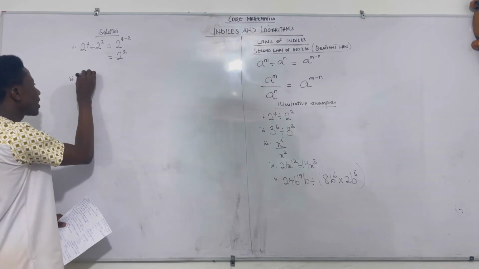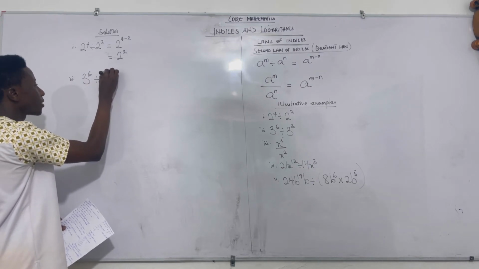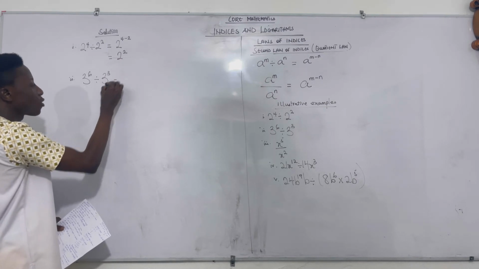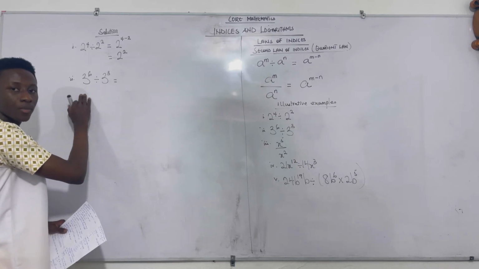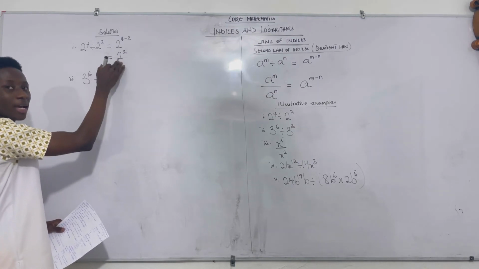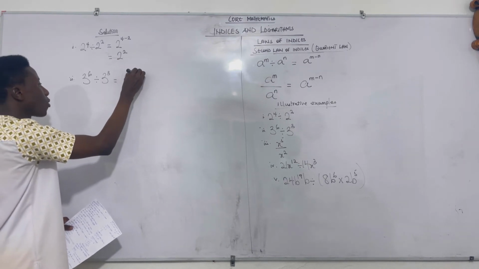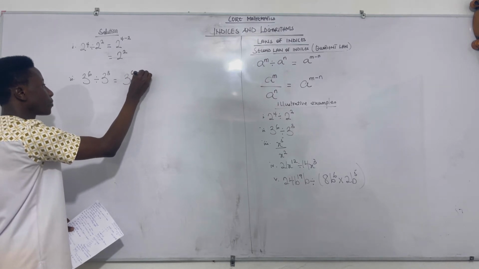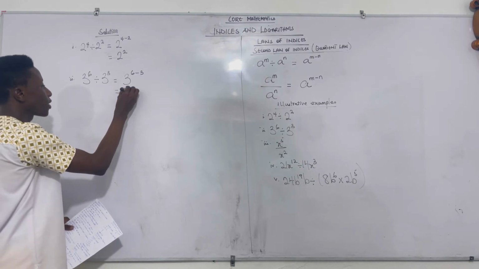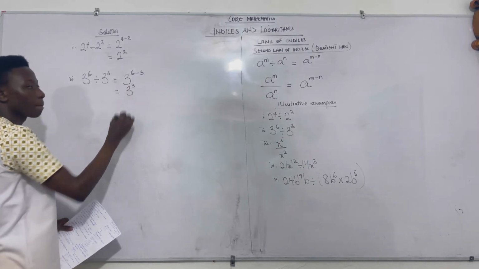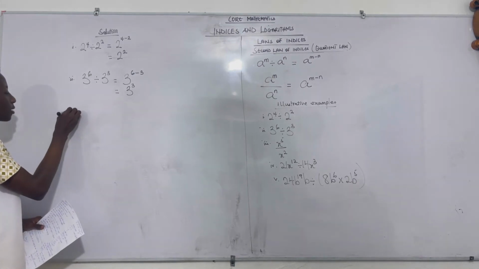So I'm having 3 exponent 6 divided by 3 exponent 3. With this one, the bases are the same and they are divided. So you apply the same concept. You pick the common base they are sharing, then you subtract the powers. That's going to be 6 minus 3. So what are you getting? That will be 3 exponent what? 3. Alright? So that is it. Let's check the next one.